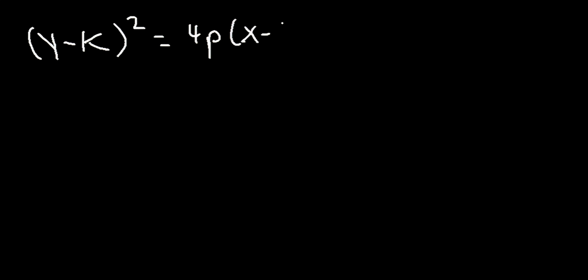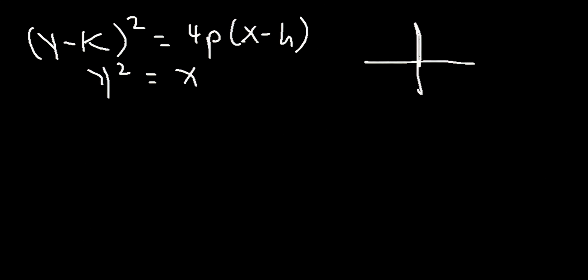Now, let's say it's moved away or transformed or shifted away from the origin. These are the equations that you're going to need. Y minus k squared is equal to 4p times x minus h. So basically, this is the equation that's like y squared is equal to x, or x equals y squared. So this can open to the right or to the left. It opens to the right if p is positive or greater than 0. If p is negative, it opens towards the left.